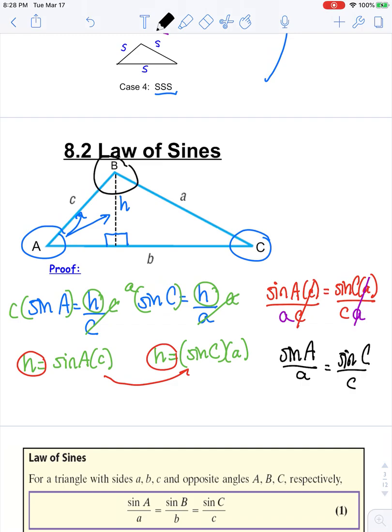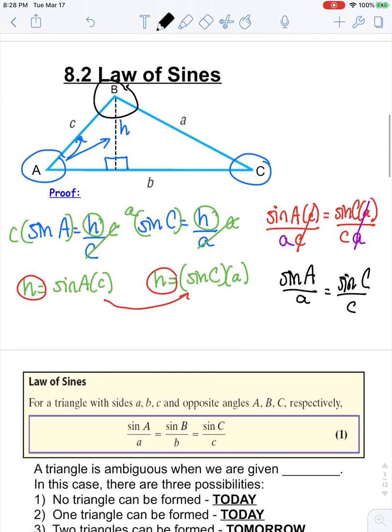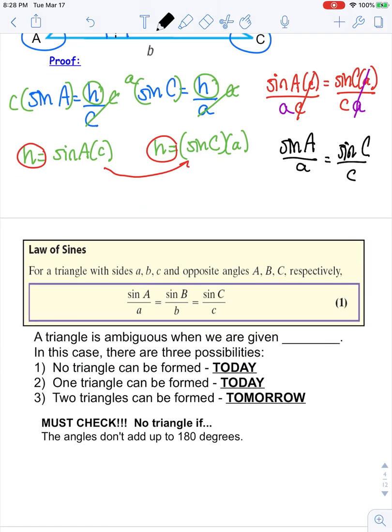Now, if I extended it and looked at angle B and drew an altitude from a different location, I could prove the same thing with the sine of B as well. So the law of sines comes down to this. If I take any angle in a triangle, angle A, angle B, or angle C, and I write the ratio comparing the sine of that angle to its opposite side, it will be equal to the sines of any of the other angles compared to their opposite sides.